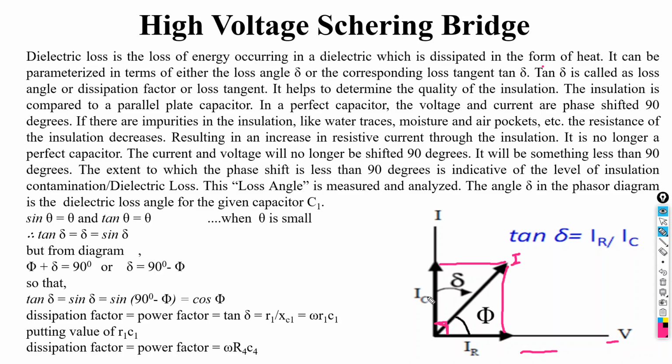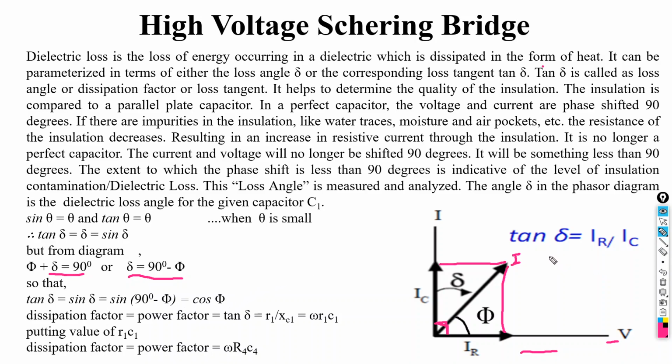The angle between IC and I is delta, and the angle between IR and I is represented by phi. Here the angle delta is less than 90 degrees, so it is 90 minus phi. Here the condition is sin delta equals delta and tan delta equals delta, so tan of delta equals sin of delta. Here phi plus delta equals 90 degrees, the total angle is 90 degrees. Therefore delta will be equal to 90 minus phi. So tan of delta equals sin of delta equals sin of 90 minus phi, which is equal to cos of phi.